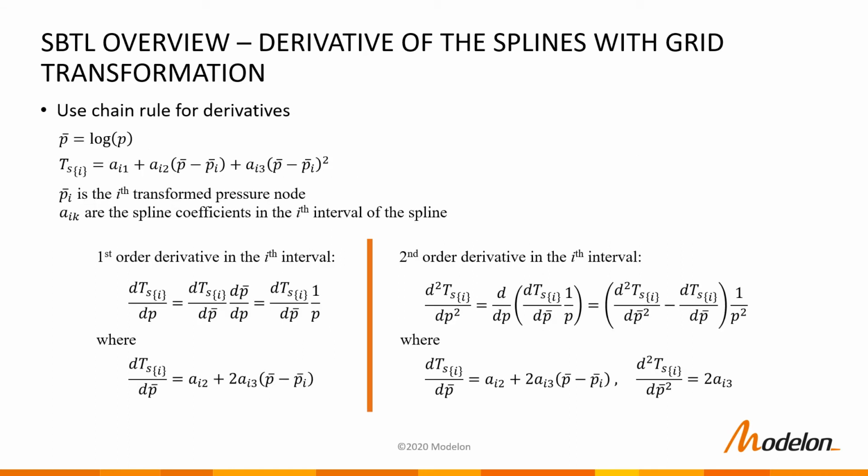Let's take a look at a simple example. Here we scale pressure using a log function and call it P bar. Then we fit the saturation temperature on the P bar grid instead of the P grid. The transformation gives us a better fit over a wide range of pressure, but it also complicates the derivative. As we can see, an additional 1 over P term appears in the first derivative because of the chain rule, and the second order derivative is even more complicated.